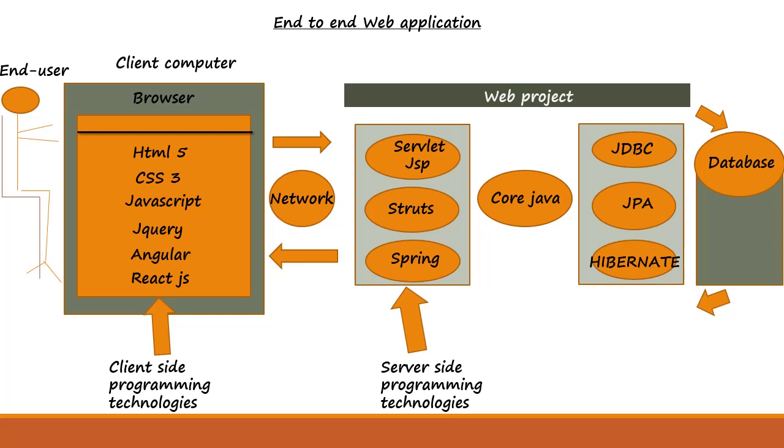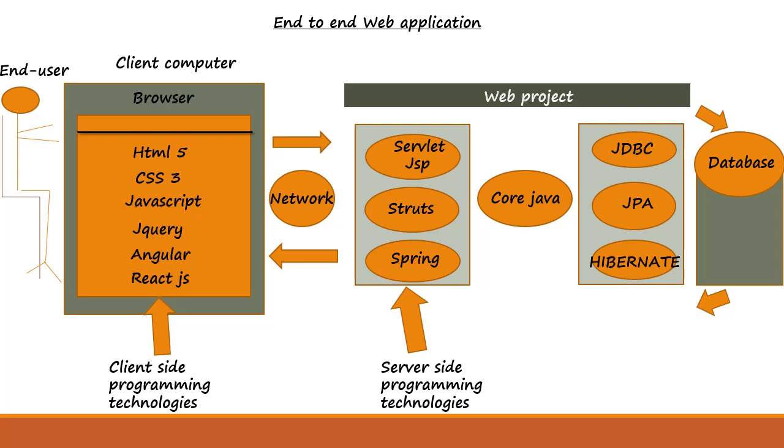Our servlet JSP will take that request and validate it by using core Java. This servlet, JSP, Struts or Spring, JDBC, JPA, Hibernate, everything is developed by using core Java. So core Java is the main part of our web project. Whenever the username and password request is forwarded to our web project, our servlet JSP will validate the username and password. If the username and password are valid, then the request will be forwarded to JDBC.